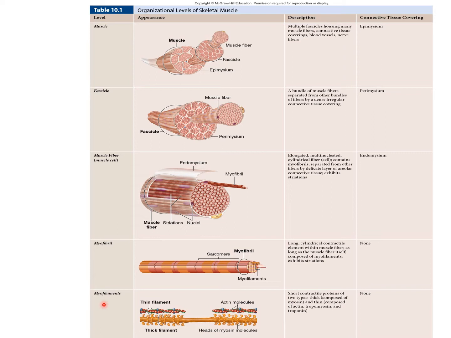Those are the protein filaments that help our skeletal muscles contract and relax. And we've got two types of myofilaments. We have the thin filaments, which we refer to as actin, and we have the thick filaments, which we refer to as the myosin filaments.